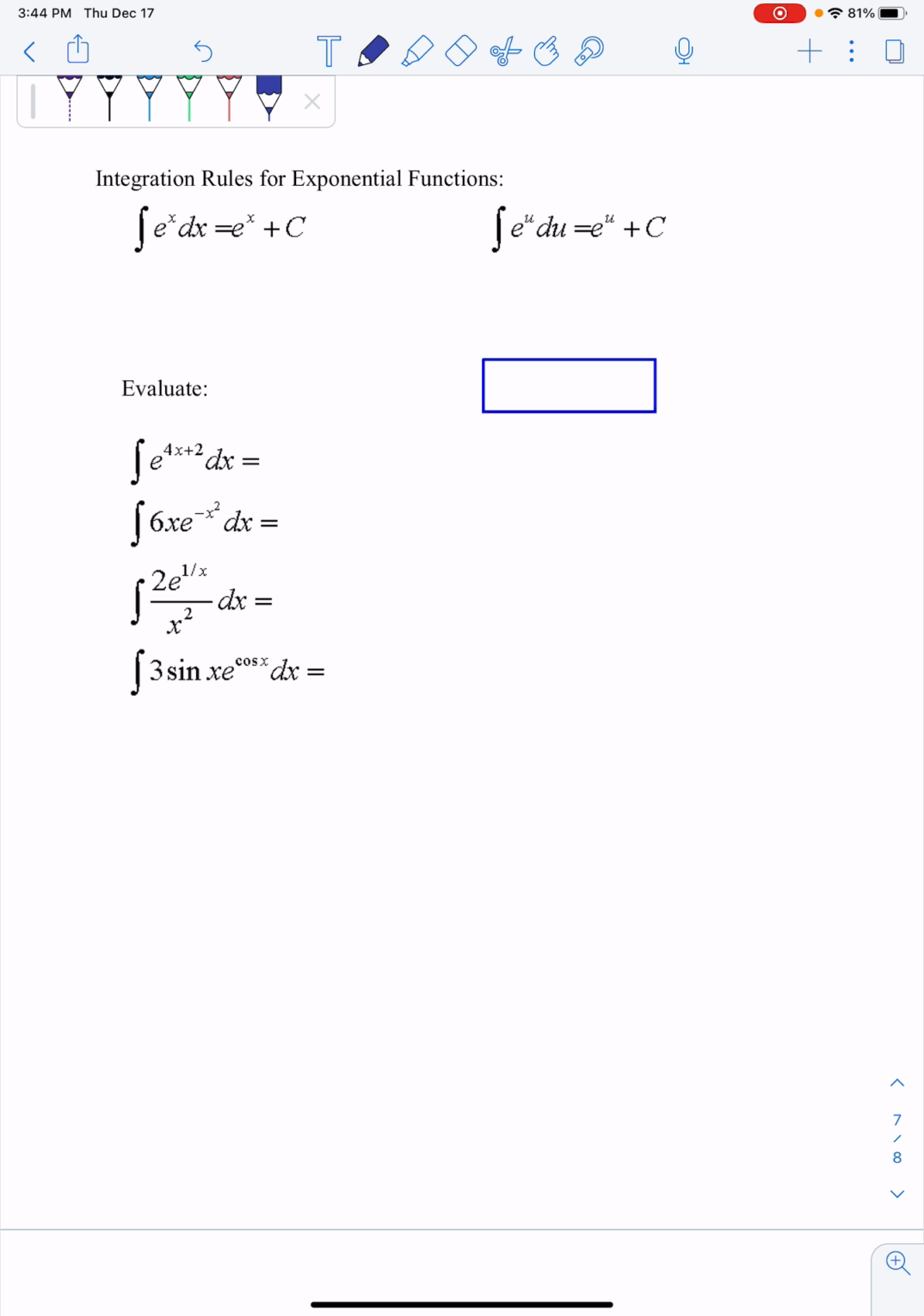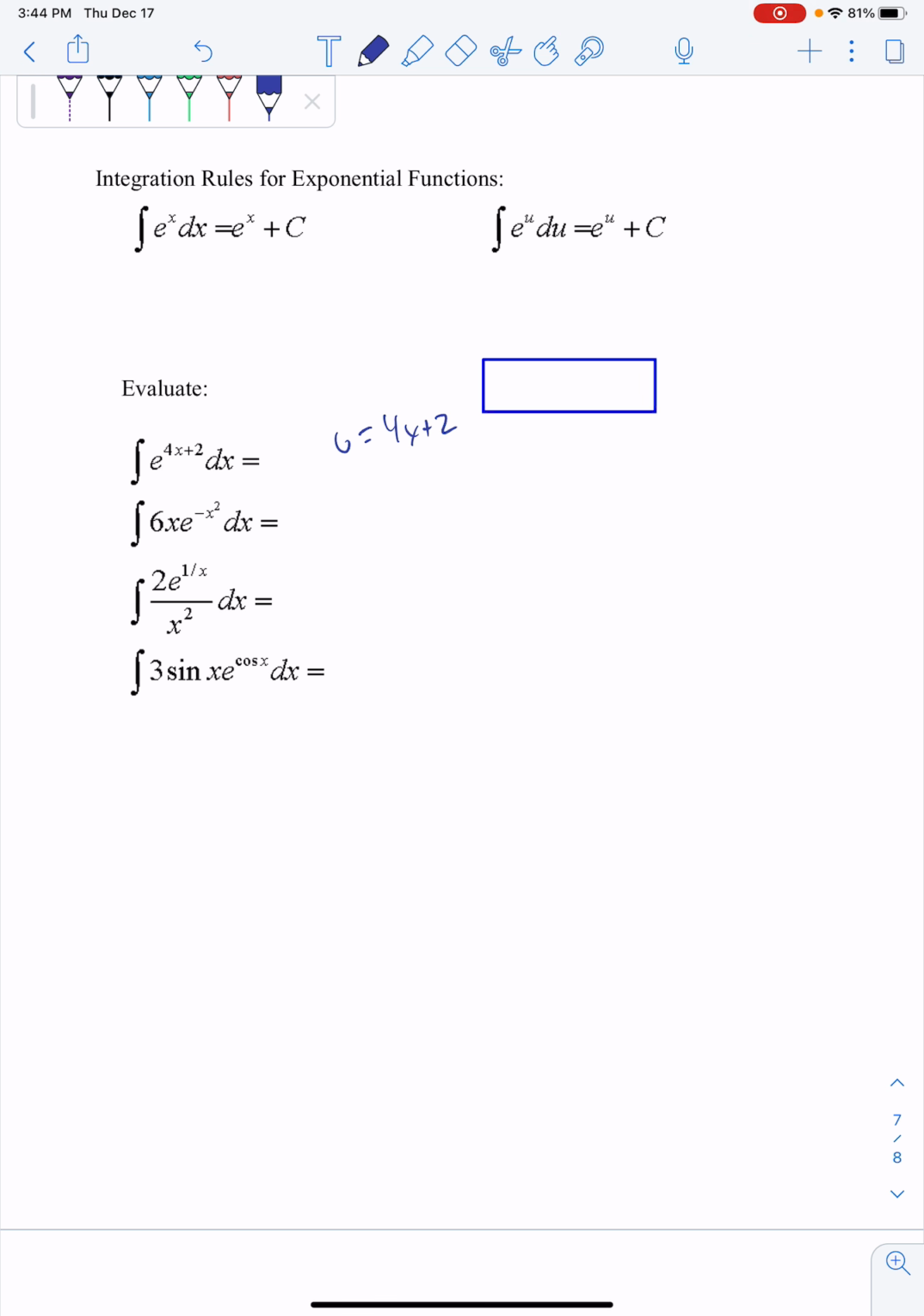Integration rules for exponential functions. So the integral of e to the x dx is awesome because it's just e to the x. The integral of e to the u du is just e to the u plus c. Okay, so if I'm evaluating my integral of e to the 4x plus 2, now I'm going to let u equal 4x plus 2.